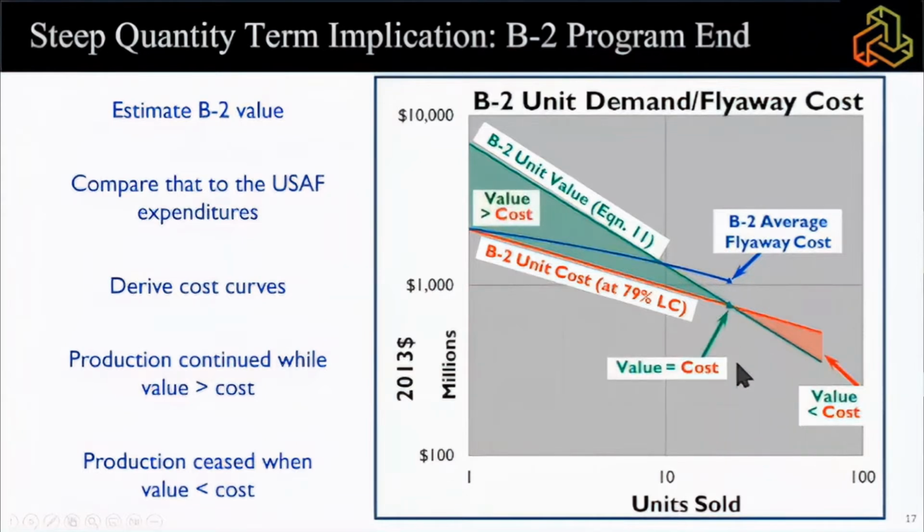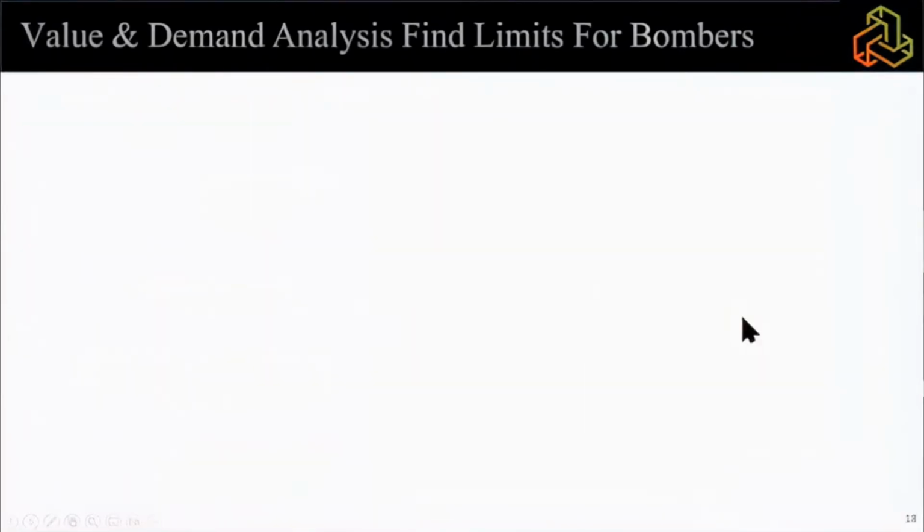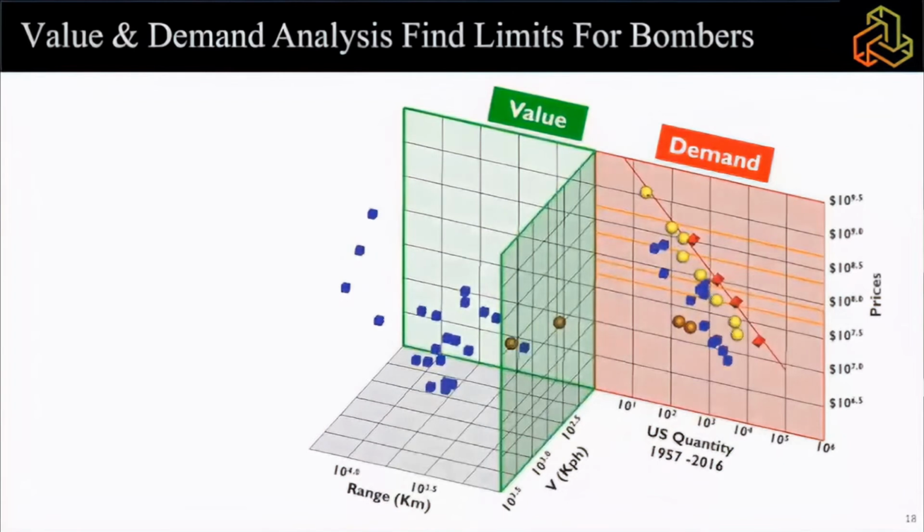And then past that point, if you were to try to go any further, the cost would exceed the value. So what this means then, ladies and gentlemen, is there's a certain curve that you can derive. If you know your cost curve, you can derive your unit value curve. If they have slopes that intersect, you can figure out that intersection point and predict where your program is going to end. That turns out to be pretty helpful sometimes. So using this kind of analysis, you can find the limits for any new bombers that you would build.